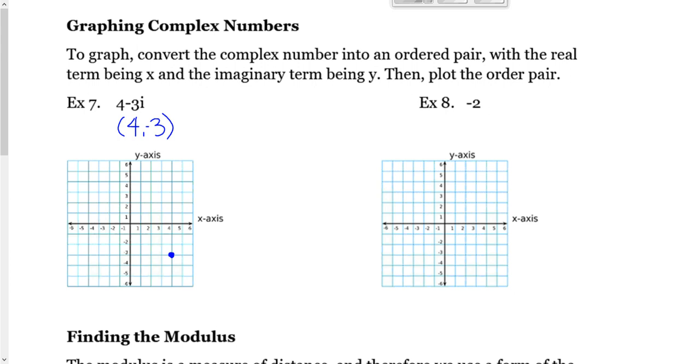Example 8 is a little bit different just because we don't have both of these parts. I have a real number, and I was told that my real number is going to be x, but I don't have an imaginary number. Well, what's the value that represents you not having something? 0. So I can just come to negative 2, 0. Plot a point. Again, real numbers, think about them like your x's. Imaginary terms, think about your y's. That is it to graphing complex numbers. Make it an ordered pair, plot it. That's it, guys. Don't make it any harder than that.